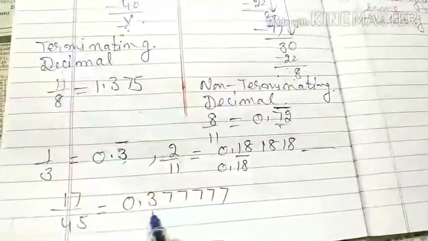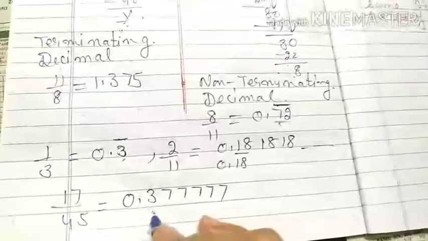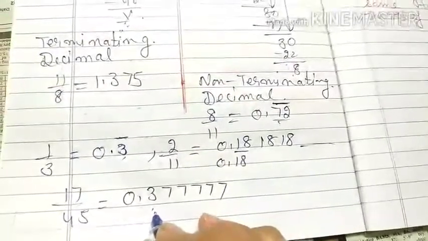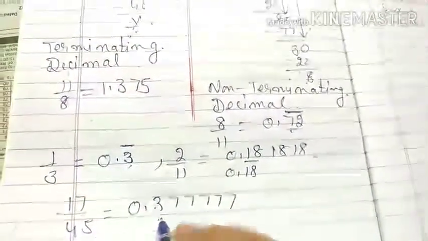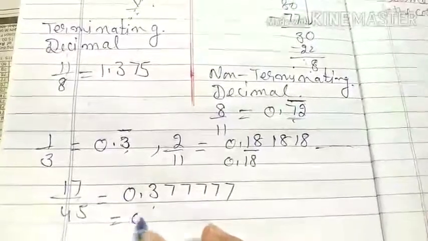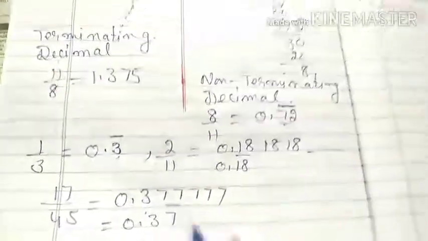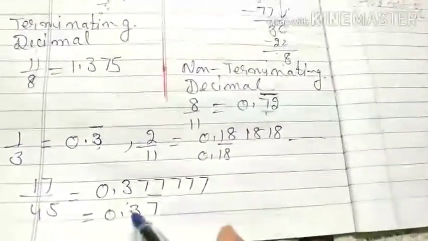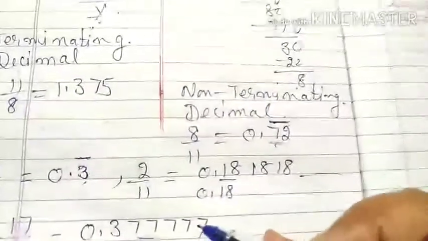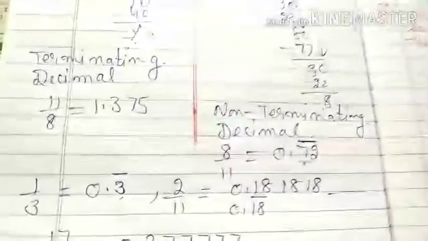Only 7 is repeated, 3 is not repeated. So that number is not repeated. You do not write that number with the bar line. You have to write only the repeated number with the bar line, like here, 0.37 bar, because instead of writing 7 again and again, we just put a bar on that line. So that was for terminating and non-terminating.